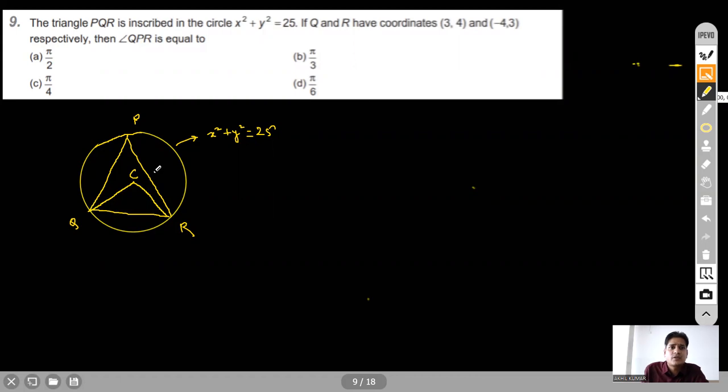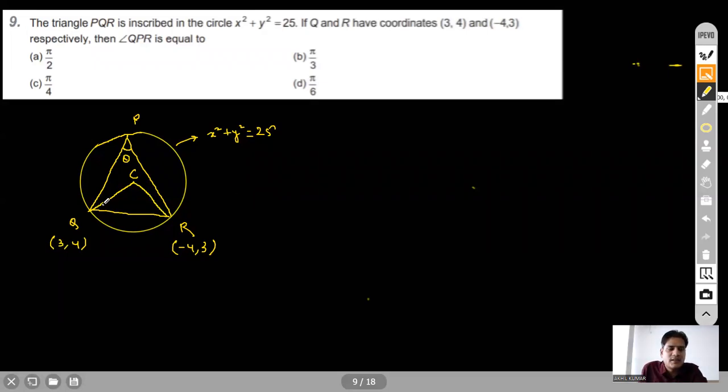And we know the coordinates of Q and R. Coordinates of Q are 3, 4. And coordinates of R are minus 4, 3, right? So we have to find then angle QPR. This angle QPR, this theta, we have to find the value of theta.